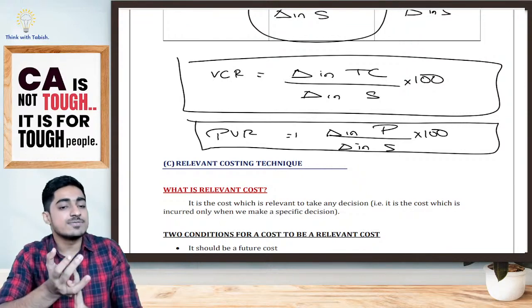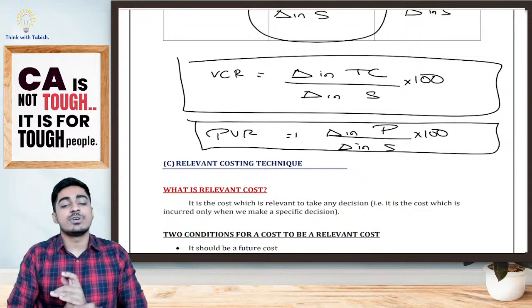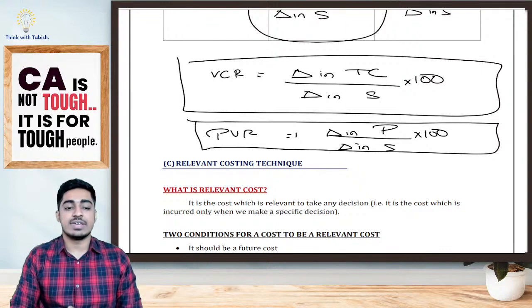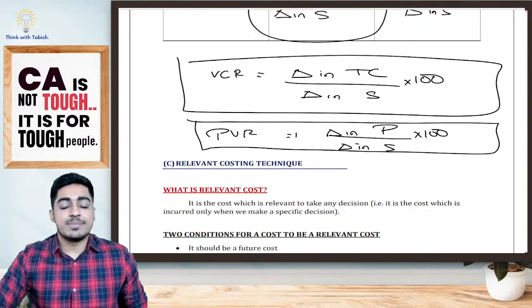Next, we've looked at margin of safety, then sales to achieve desired profit or loss. Now we have looked at the differential formulas. Any doubts till now, students? Are you having any doubts? Should we continue? Perfect. So these were the basic concepts.